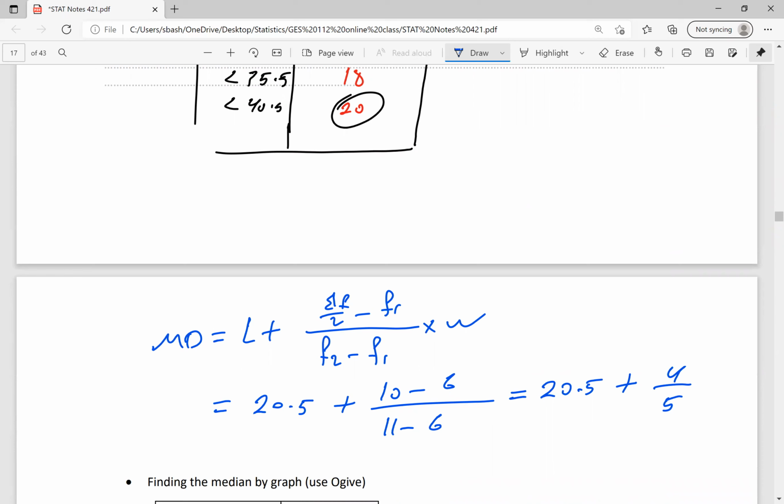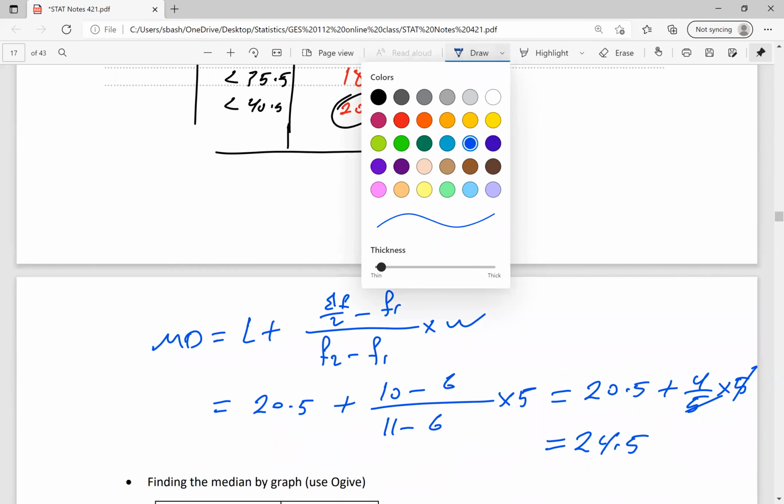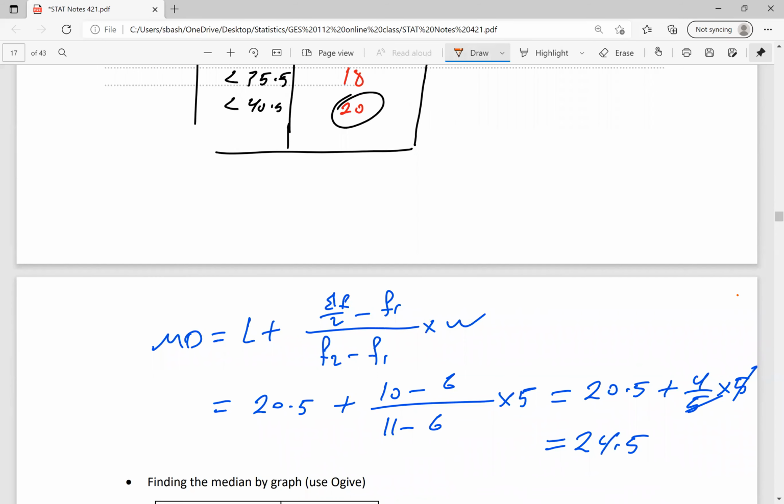20.5 plus 4 divided by 5, multiplied by, I forgot to write the class width. That will be 20.5 plus 4 divided by 5 multiplied by 5. I can cancel this, and with this one I will have 24.5. So the median of this grouped data is equal to 24.5.